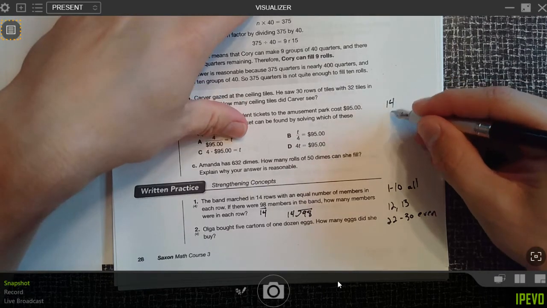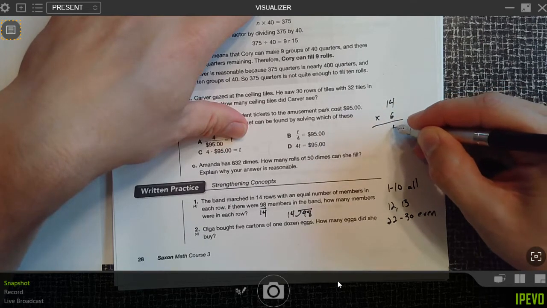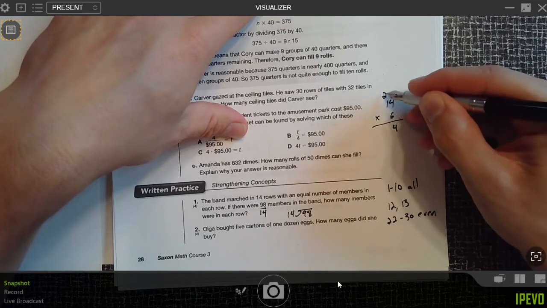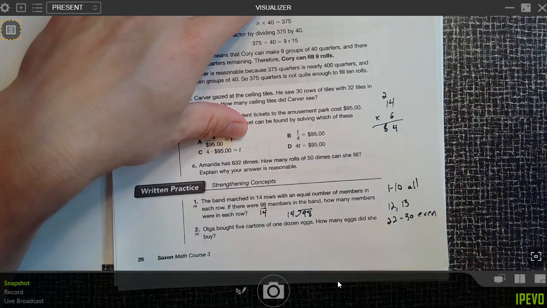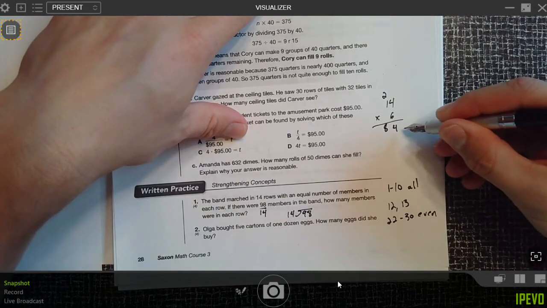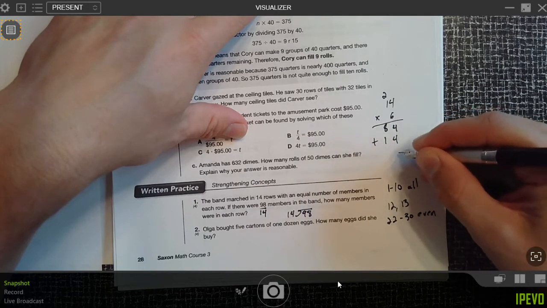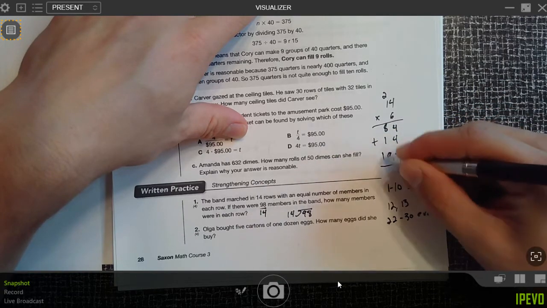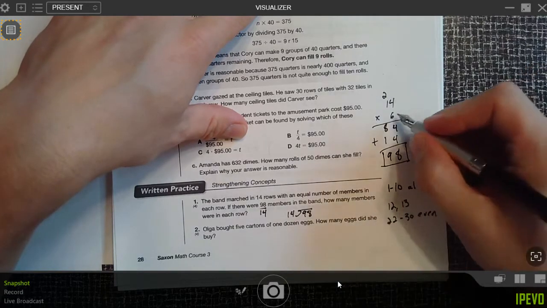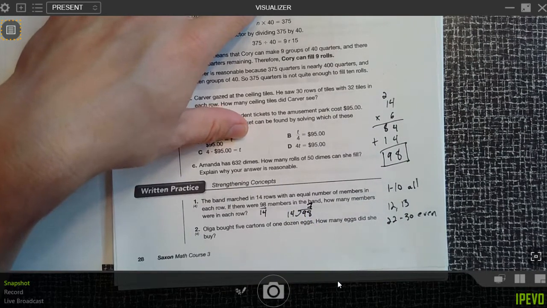So 14 times 6, okay? 4 times 6 is 24. 6 times 1 is 6, 7, 8. So that's 84. Okay, 84 is, of course, too shy, but if I add one more 14 to that, I'll get 98, which does tell me that 6 and then 7 is correct. So there were 7 members in each row.